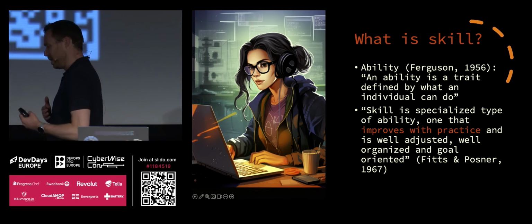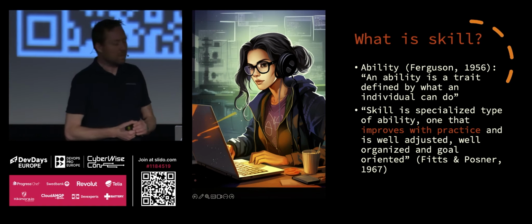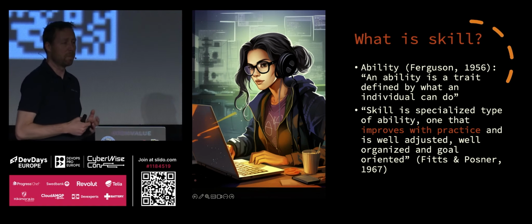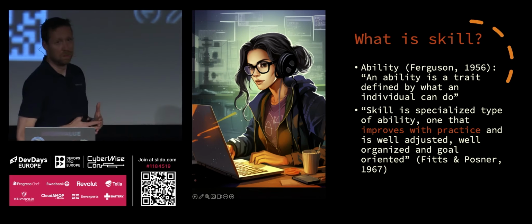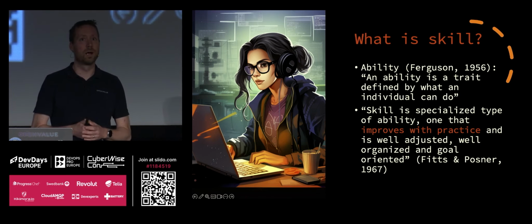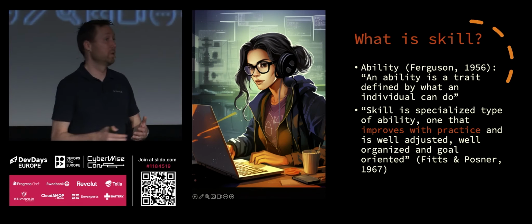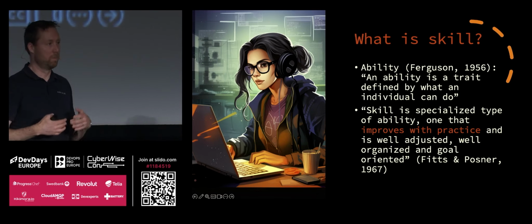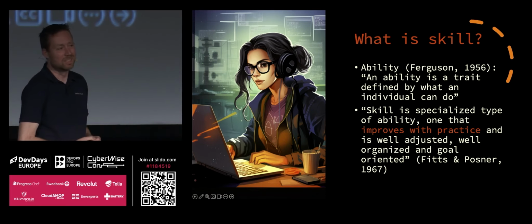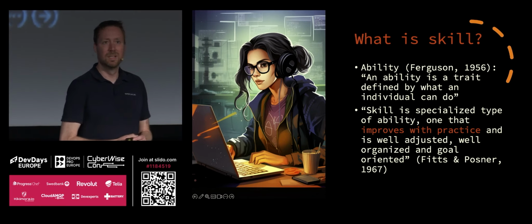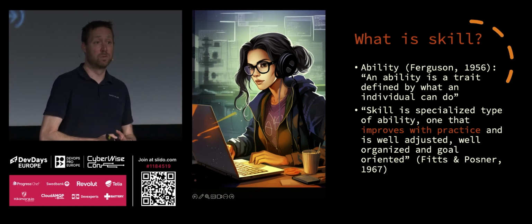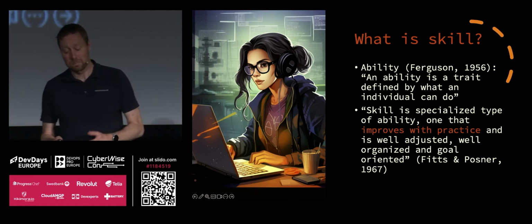So I talked about a skill. So what is a skill? A skill is an ability, something a person can do, like maybe winking your eye. But no matter how much you practice, you can either wink your eye or you can't. It's not something you can really improve upon in time. A skill is a special type of ability. It's something that you can actually improve over time by practicing.